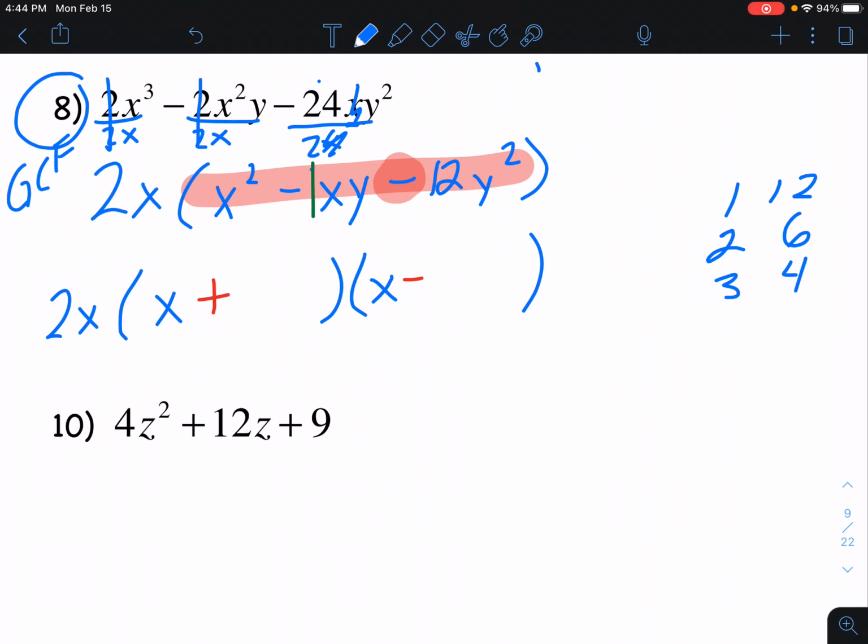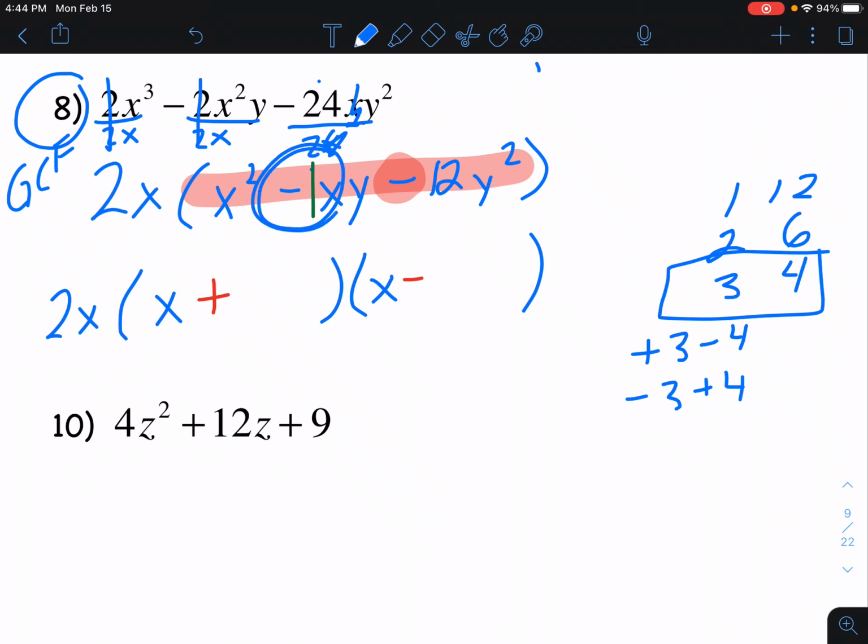So which one do I choose? This pair here. Would it be a plus 3 minus 4 or a minus 3 plus 4? Well, I need them to add up to this, negative 1. So it wouldn't be this, it would be this right here. So plus 3 and a minus 4.